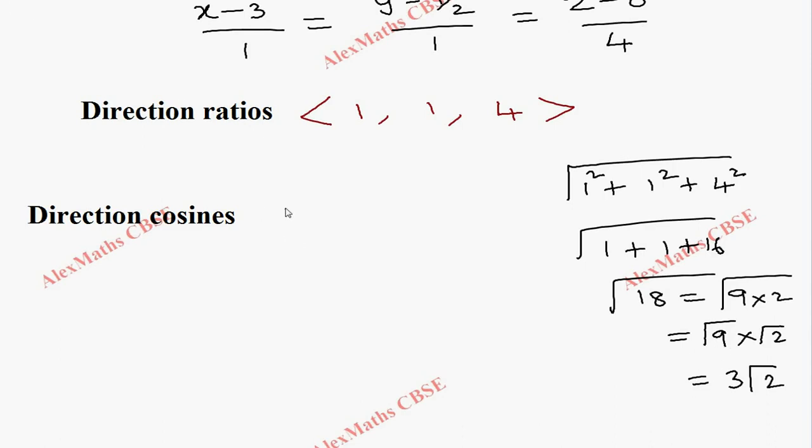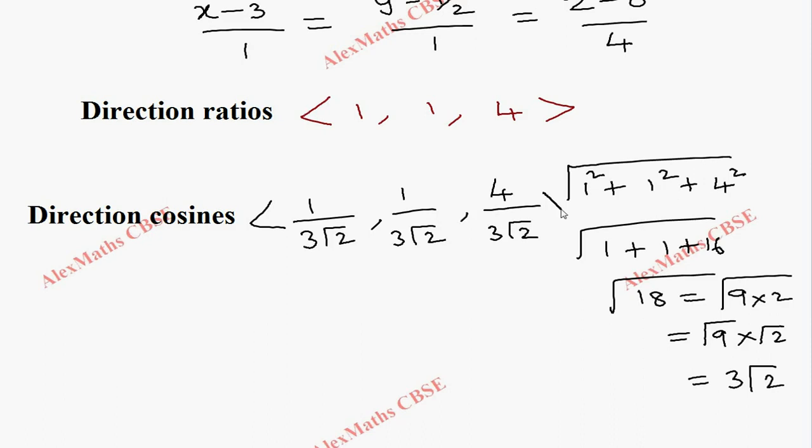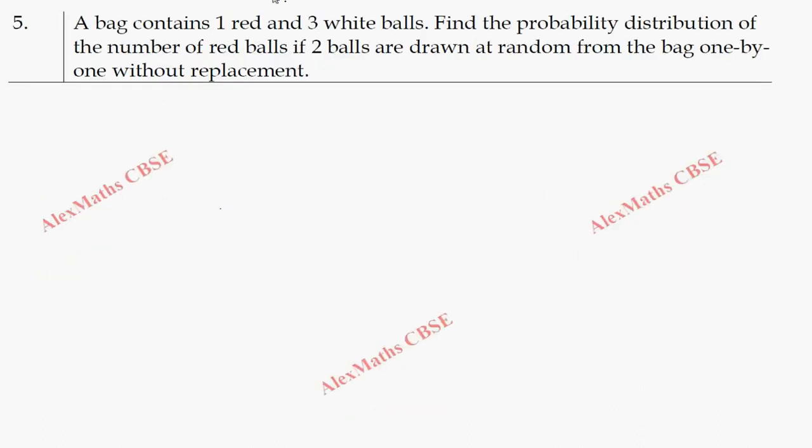And for direction cosines, we have to divide every value by this magnitude, and that gives 1 by 3 root 2. Again, the next value is 1 by 3 root 2, and the last value is 4 by 3 root 2, and we enclose with this angle bracket. So this is our required direction cosines.